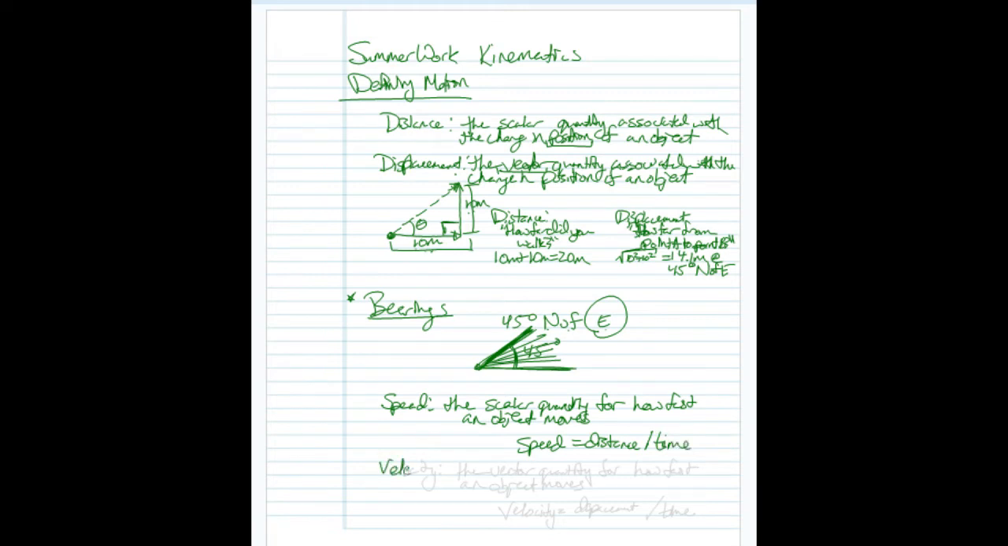Or velocity. Velocity is the vector quantity for how fast an object moves. Velocity is equal to displacement over time.